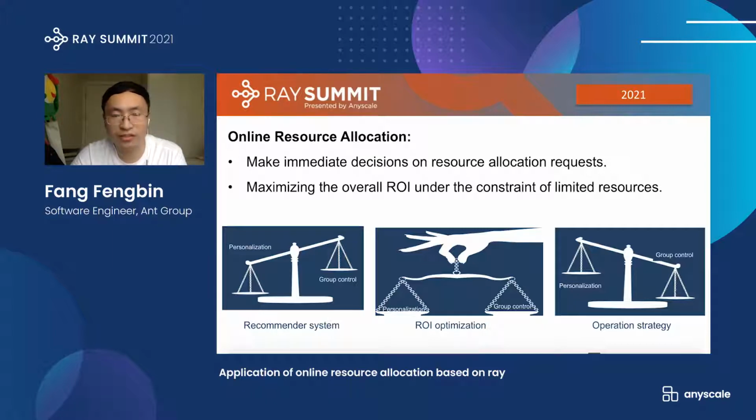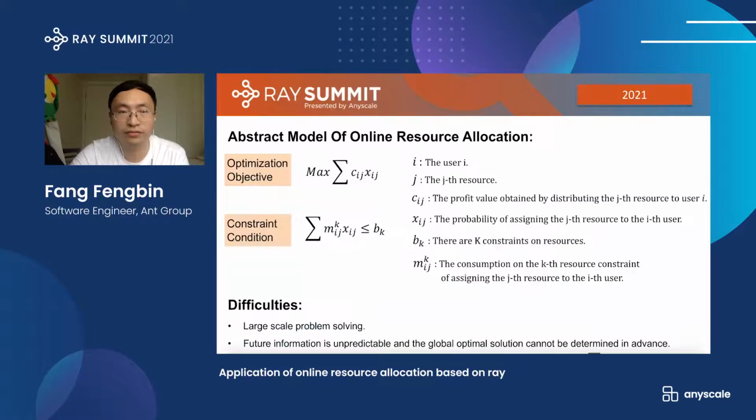Combined with the case of coupons, let's take a look at the abstract model of online resource allocation. In an online resource allocation system, it is necessary to match the appropriate resource online for each incoming request, while considering the limited resource available in order to maximize the revenue of the whole system. In the coupon case, the subject of a request is the user, and the resource is the coupon.